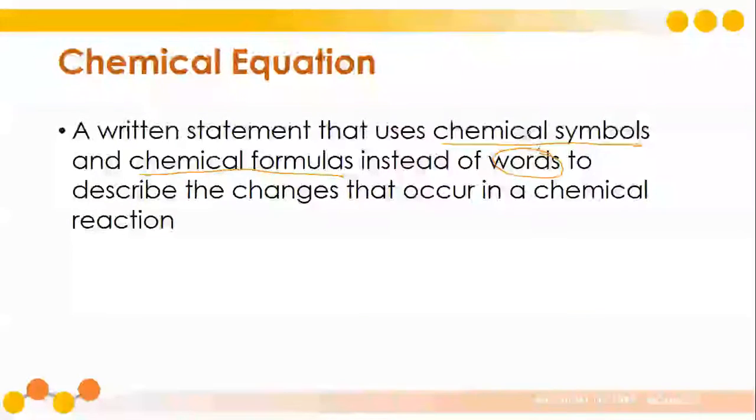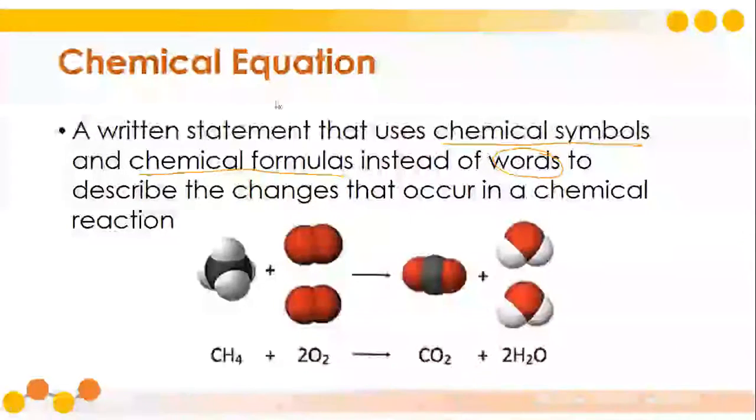Okay. How does it look like? Let's take a look at this one. This is an example of a chemical equation. As you can see, there are a lot of chemical symbols and formulas, like a mixture of element symbols and numbers, okay? And they describe the changes that occur in a chemical reaction. Okay? Here are different compounds and elements that interact with each other, and you can see their possible outcome.